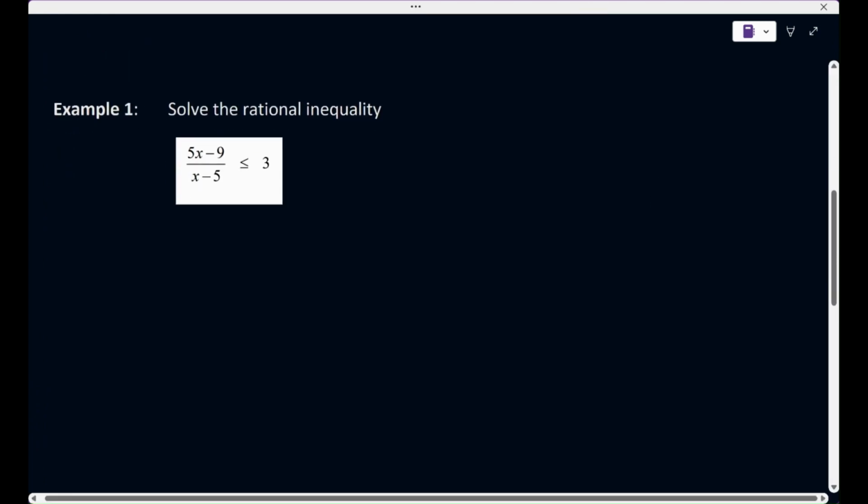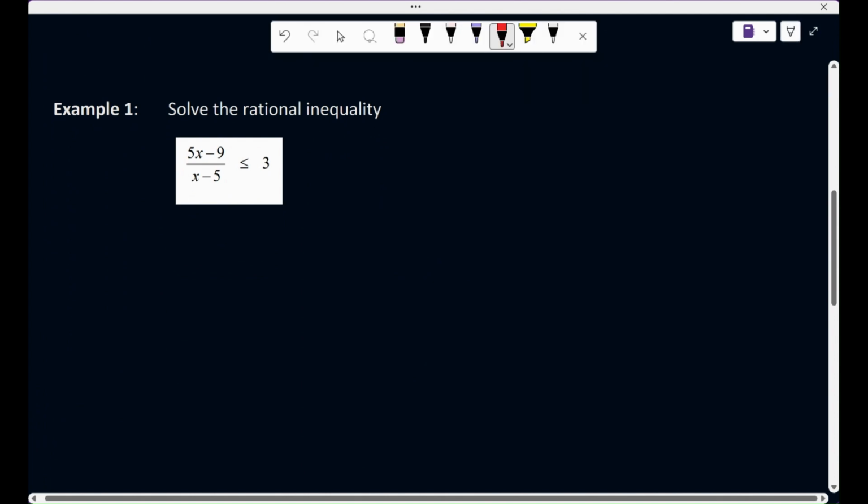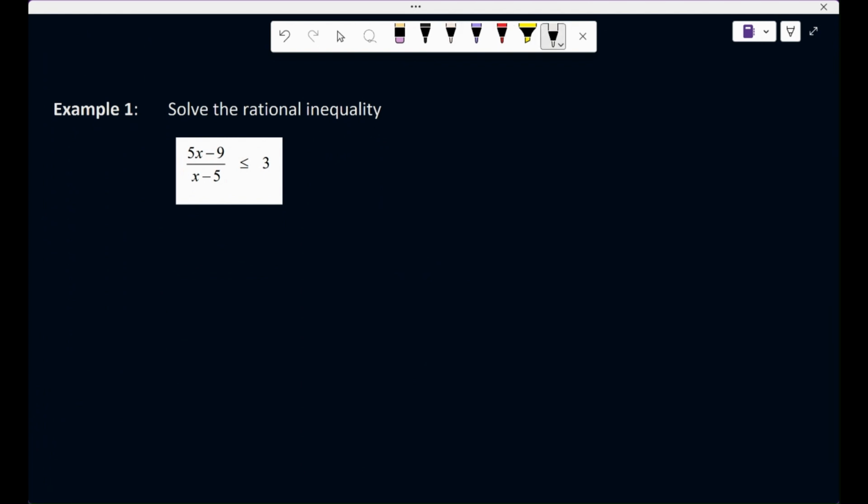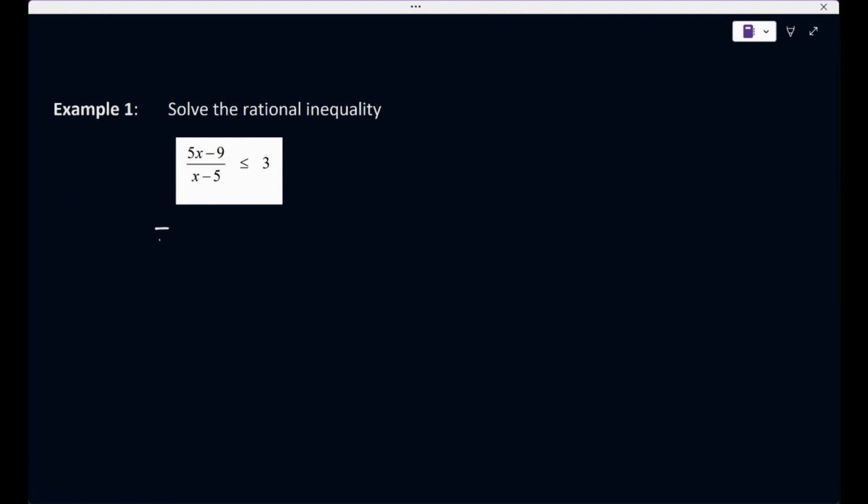To do that, we just need to transfer the 3 here, so that we have 5x minus 9 over x minus 5, minus 3, less than or equal to 0. So this is the first step. Then now we need to rewrite this: we have 5x minus 9 over x minus 5.